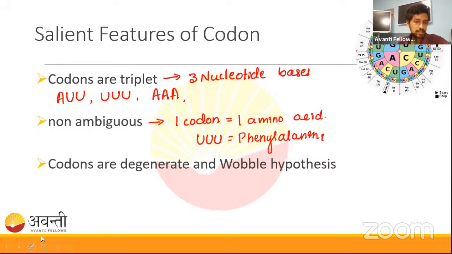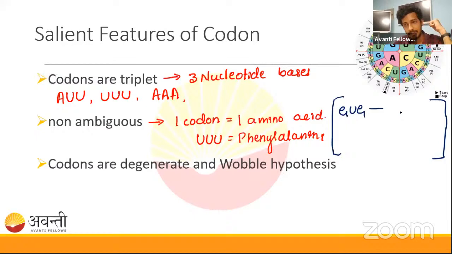You may ask, are there any exceptions? These exceptions are not in your syllabus, and it's not so important either, but I will tell you. There is one exception: GUG. GUG regularly codes for valine. It normally codes for the, one second, chat box.